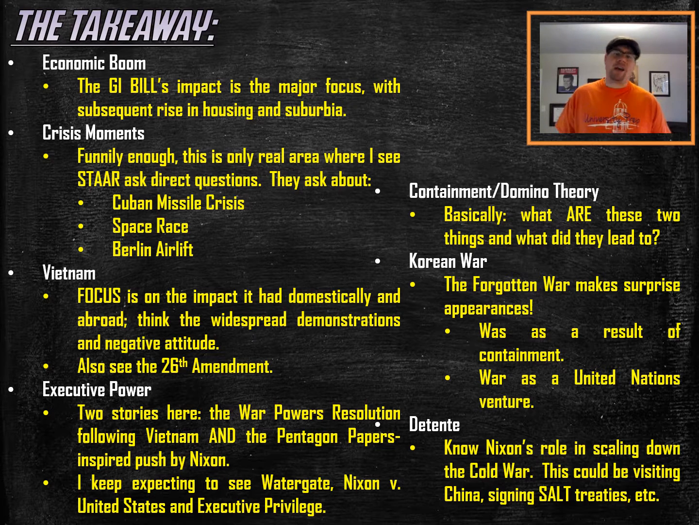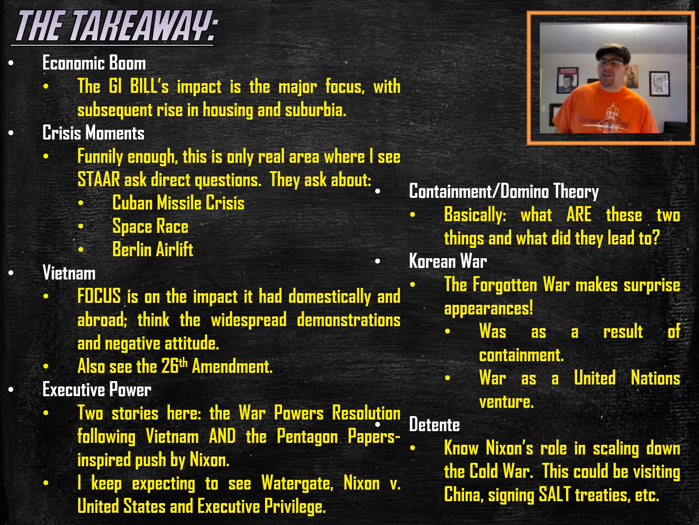You come up with the economic boom following the GI Bill. You come up with the crisis moments. You come up with Vietnam and Korea. You come up with executive power and the containment and domino theory. And finally, you come up with détente, the kind of scaling down of hostilities between the United States and the Soviet Union that took place in the late 1970s.